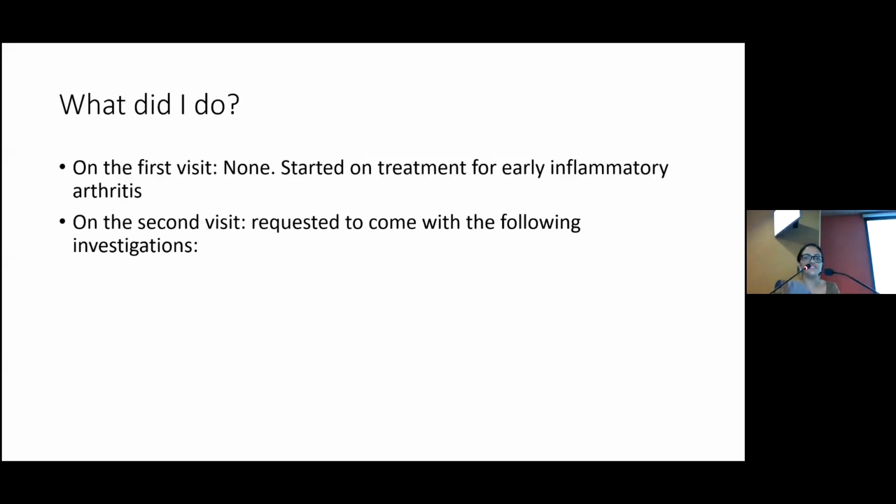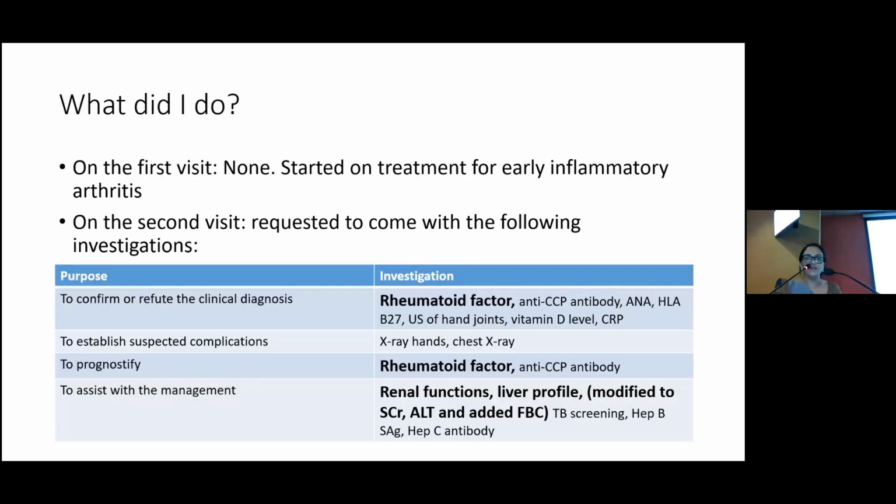or my decision to start methotrexate, would that have changed anything? Not really. So on the second visit, I requested her to come with the following investigations, if possible. Only this. To confirm or review the clinical diagnosis of possible inflammatory arthritis, I said, okay, do a rheumatoid factor, and the same goes for the prognostication. I did not ask for an X-ray of the hands, because again, even if she had erosions, would my management have changed? Not really. Even if there were erosions, I would still treat her with methotrexate. No erosions, methotrexate.